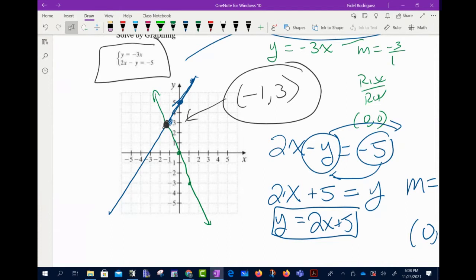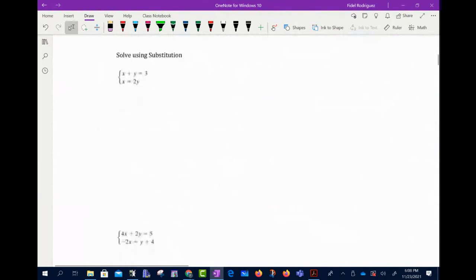The drawback is you have to draw a line every single time, and it can get a little time consuming. So we have other ways that we can solve systems of equations using algebra where we don't have to do the whole draw the line every single time.